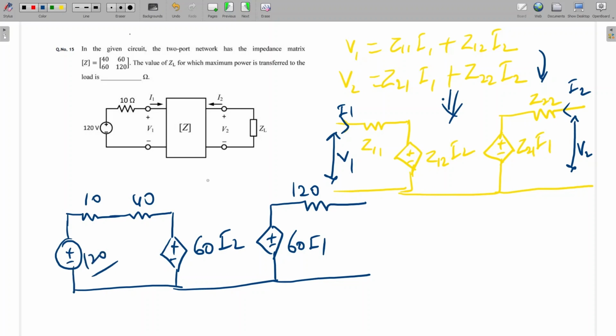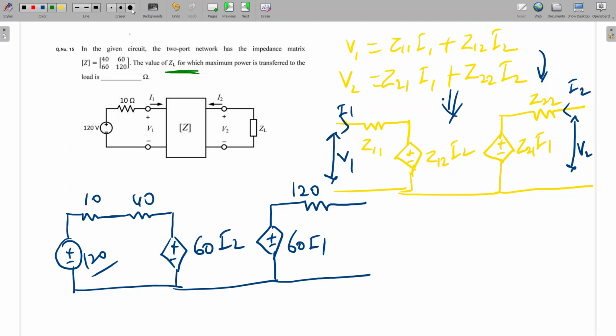So now this is a simple circuit, and we can solve it easily. What it is asking: what is the value of ZL for maximum power transfer to the load? For this kind of question, if dependent sources are there, we can supply either an external voltage source or an external current source, whichever is convenient. If we are supplying an external current source, then we have to replace whatever source is present in the circuit by its internal resistance.